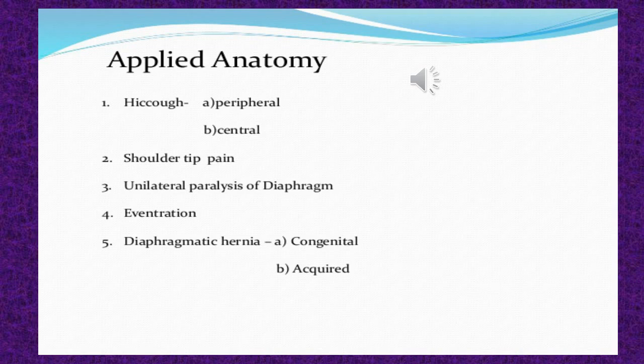Shoulder tip pain: irritation of the diaphragm may cause referred pain in the shoulder because the phrenic nerve and supraclavicular nerves have the same root values, C3, C4 and C5. Regarding unilateral paralysis of the diaphragm, it is due to a lesion of the phrenic nerve anywhere along its course and is a common occurrence. The paralyzed side moves up as the normal side moves down, that means paradoxical movement. This can be seen both clinically and fluoroscopically.